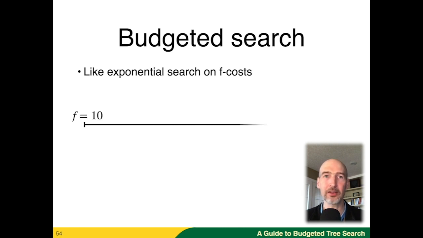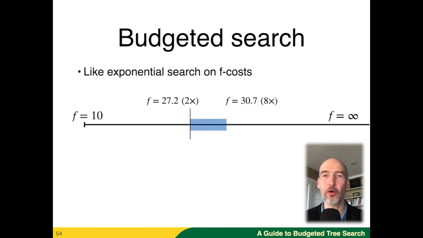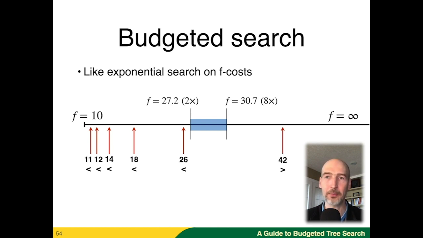So again, let's look at this in practice. We're looking for a value here that's going to cause us to do between 200 and 800 node expansions, and we're going to start querying f cost. So f cost of 11, that's going to do less than 200 node expansions, 12, 14, 18, 26. Those are all less than 100 node expansions. When we get up here with 42, we're going to do greater than 800, but once we actually do 800 node expansions, we know that 42 as an f cost is too high, and that's too expensive.